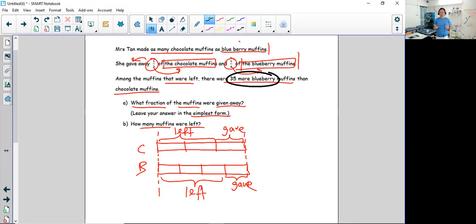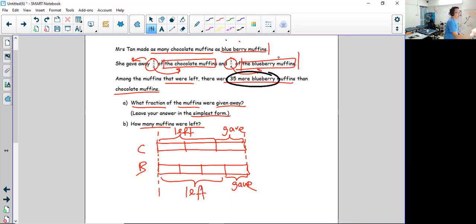And look at part A. What fraction of the muffins were given away? So I can't put the question mark for part A, because how do you put the question mark for a fraction, right? So then I don't put the question mark in the model. How many muffins were left? So if you don't know how to put the question mark for part B, you can also leave it alone, okay? Otherwise, you can also be creative. You can do something like this if you want.